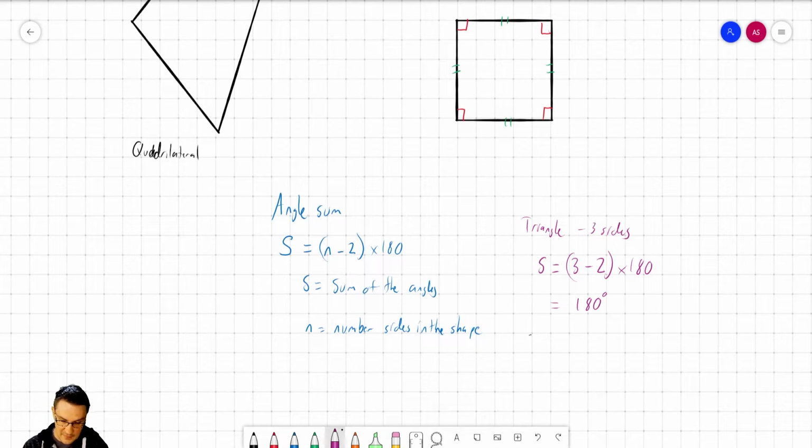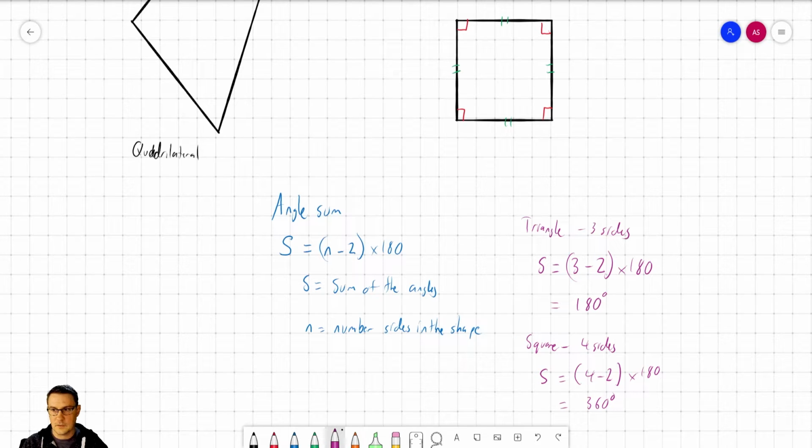We think about then a square, which has four sides. We're going to follow the same process here. S is equal to 4 minus 2, because it's got four sides, and we times this by 180. 4 minus 2 is 2, so 2 times 180 gives us an answer of 360 degrees for a four-sided shape.